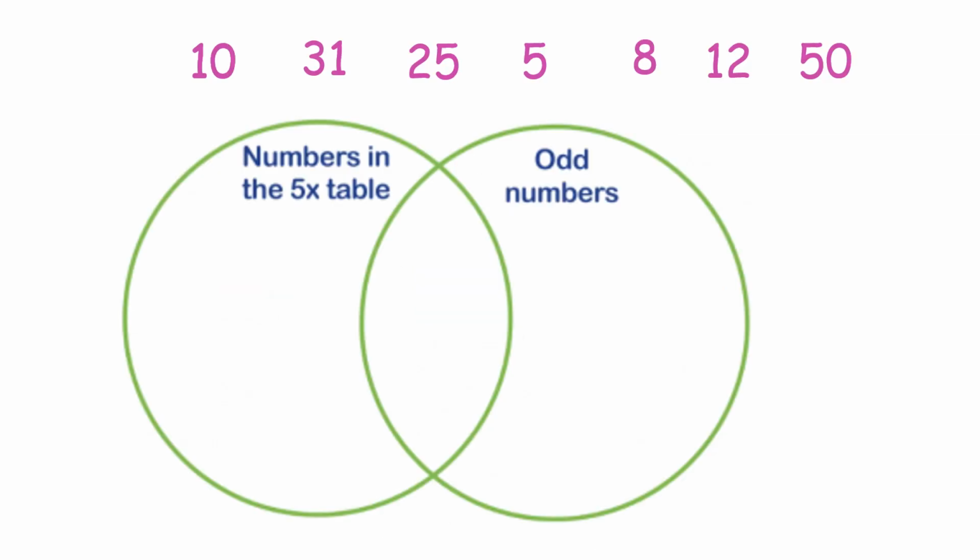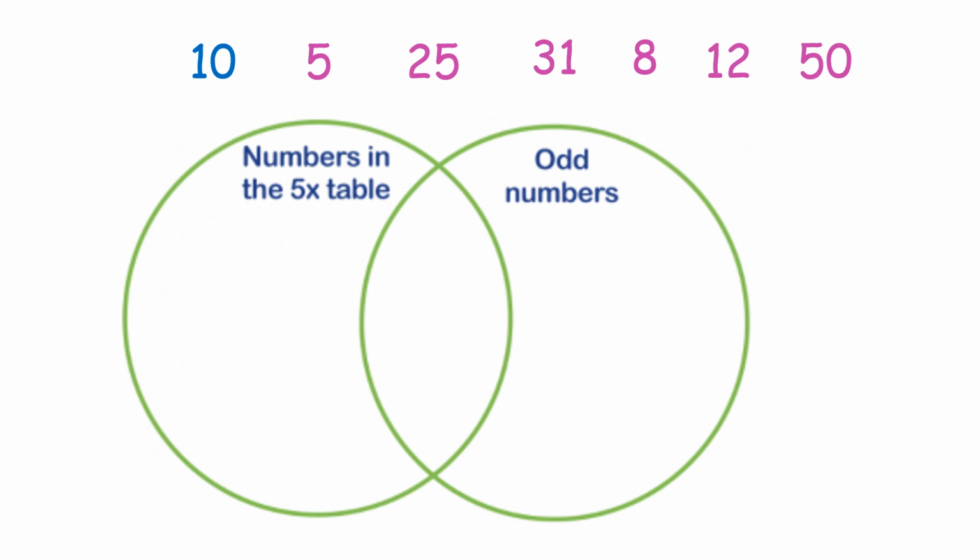Let's have a quick go at completing this Venn diagram. It's using numbers instead. So our categories say numbers in the 5 times table and odd numbers. Our middle section will be for numbers that are both in the 5 times table and are also odd numbers. So let's have a go at the first number. The first number is number 10. Is the number 10 an odd number? No, so it can't go into that section of the Venn diagram.